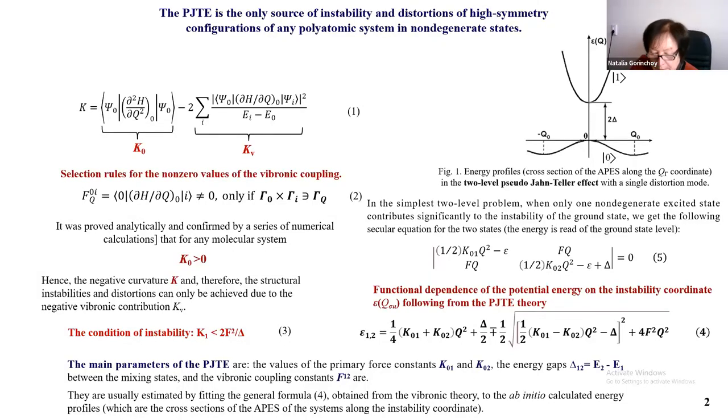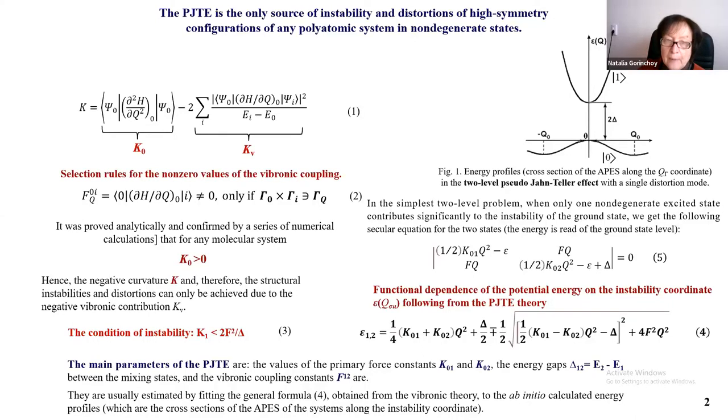It is seen that the energy of the adiabatic potential as a function of coordinate depends on the three parameters of the pseudo-Jahn-Teller effect. Usually, these parameters are estimated by fitting the general formula obtained from the vibronic theory to the ab initio calculated energy profiles, which are the cross sections of the adiabatic potential energy surfaces of the system along the instability coordinate.